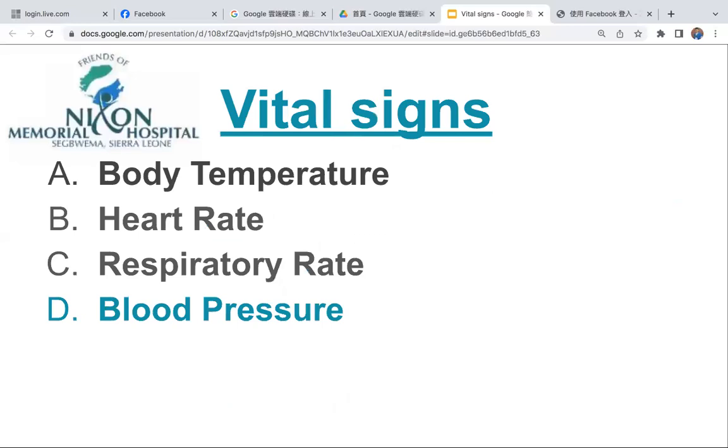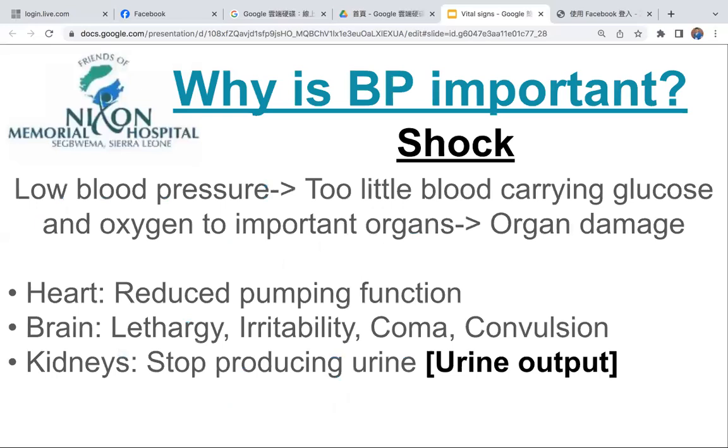So the last vital sign is blood pressure. Now, why is blood pressure so important? When the pressure is too low, too little blood carrying glucose and oxygen reaches our important organs like the heart, brain, and kidneys. And because there is too little blood and oxygen, it will cause organ damage.